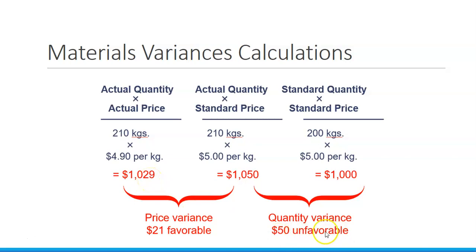So we have a quantity variance that is $50 unfavorable and a price variance that is $21 favorable. So we saved money on the price, but then we used more than we had budgeted for, than our standards said we were going to use.